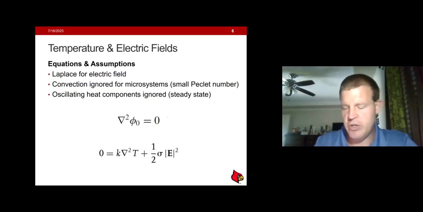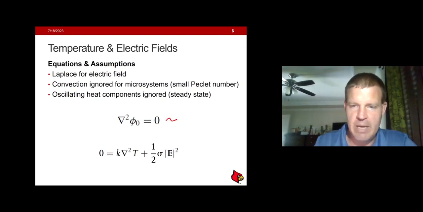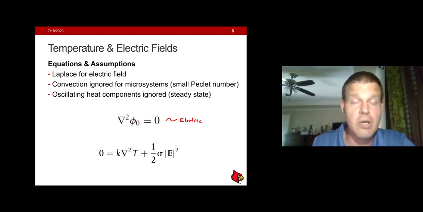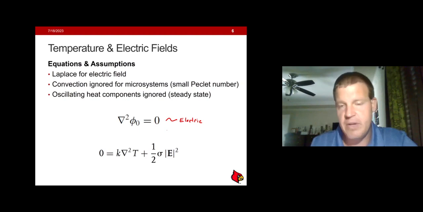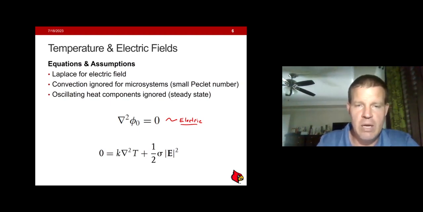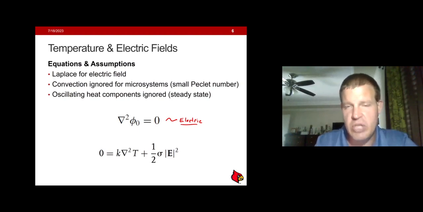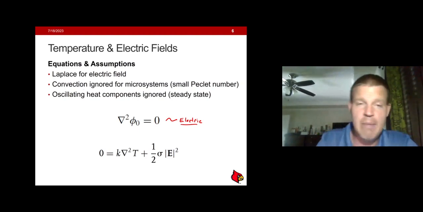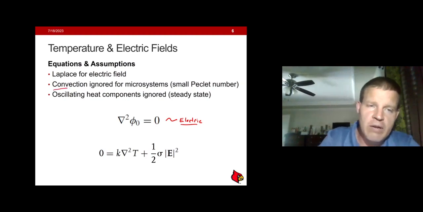So the first equation that is shown here is what you can use to solve for the electric field. And I have an example of a 2D space where we'll put this in action. And this is a Laplace equation. So you can use this to solve for the electric field, so it's a rather straightforward calculation. And typically, when we go through and apply the electric fields with the temperature and later the fluid dynamics, we're going to ignore convection.